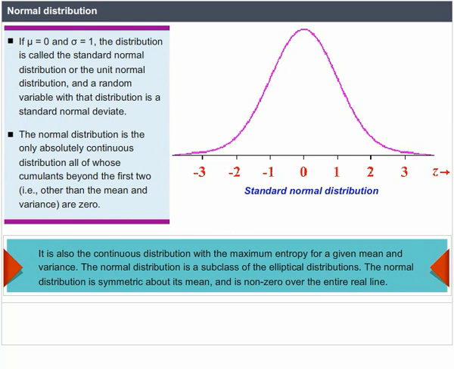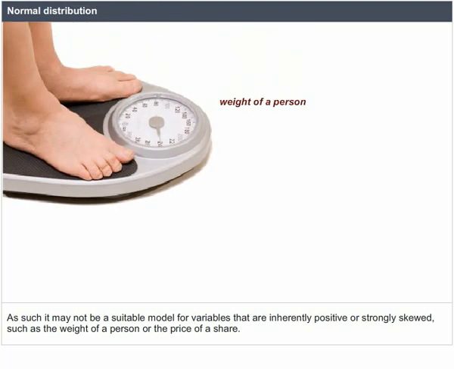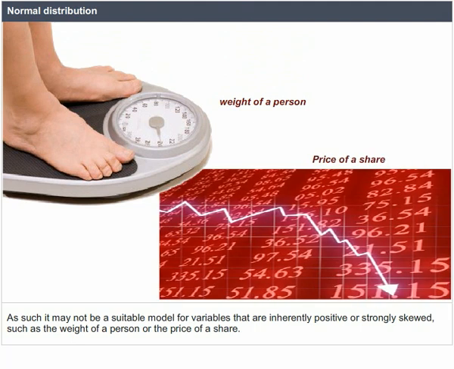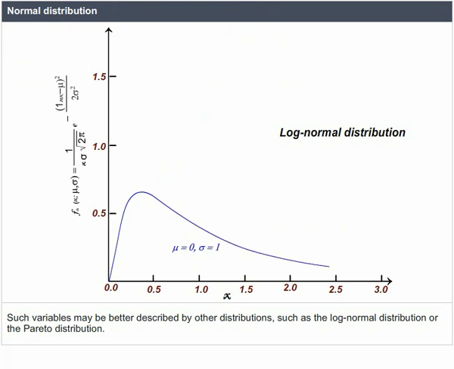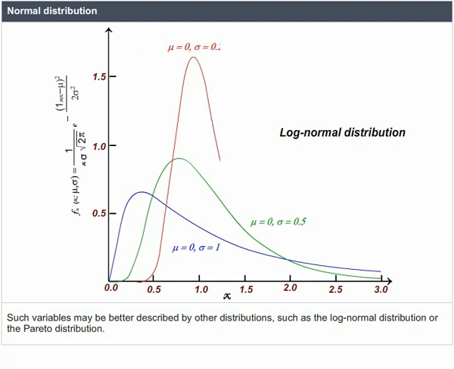It is also the continuous distribution with the maximum entropy for a given mean and variance. The normal distribution is a subclass of the elliptical distributions. The normal distribution is symmetric about its mean and is non-zero over the entire real line. As such, it may not be a suitable model for variables that are inherently positive or strongly skewed, such as the weight of a person or the price of a share. Such variables may be better described by other distributions, such as the log-normal distribution or the Pareto distribution.